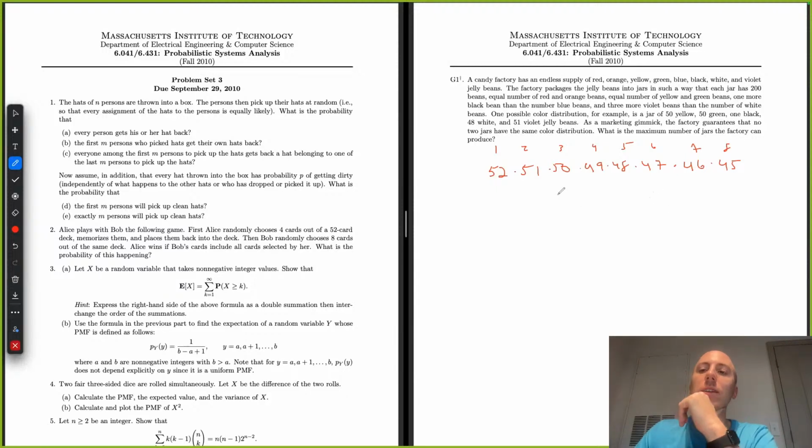So this is how many 8-card hands there are. There's 52 for the first card, 51 for the next, and so on. So we could call this N, and this maybe C. This is how many possible things there are.